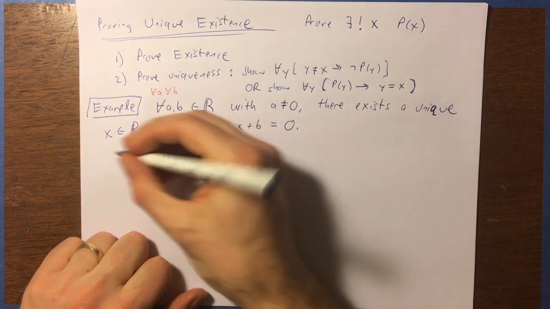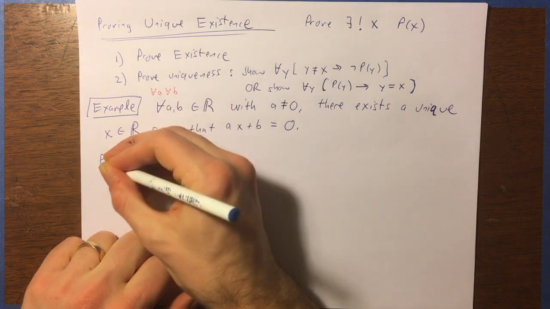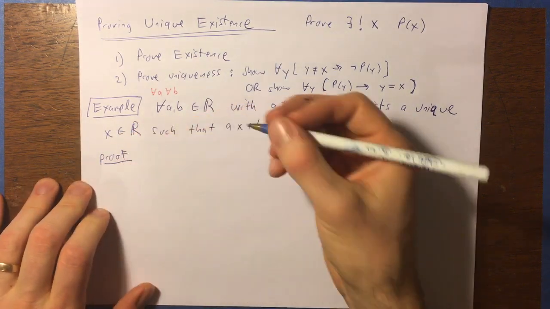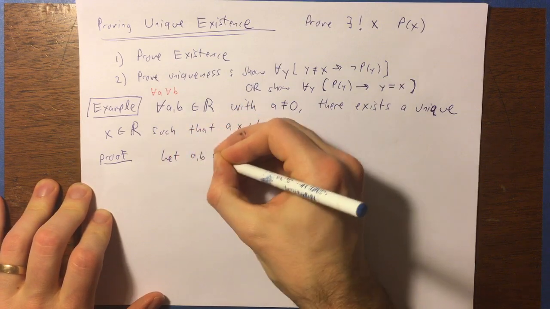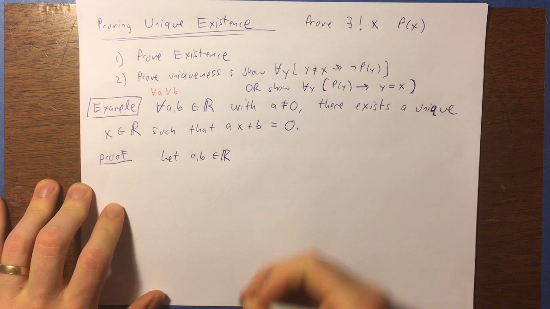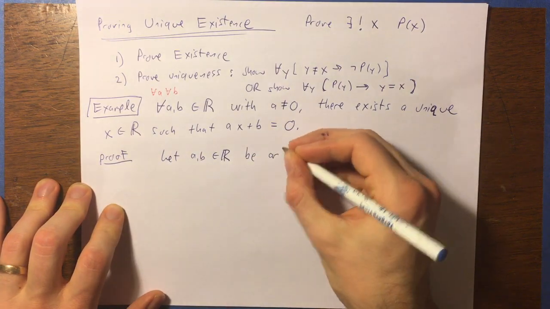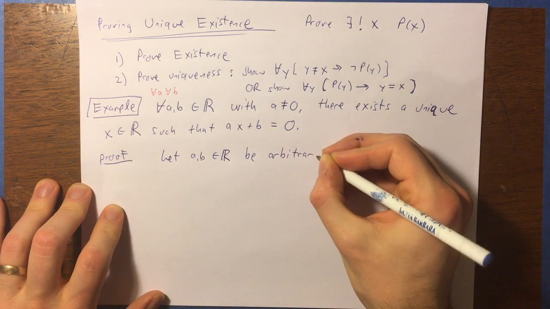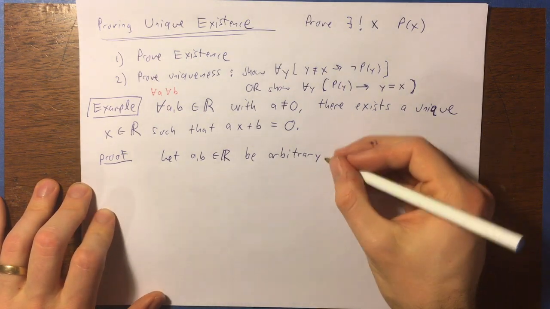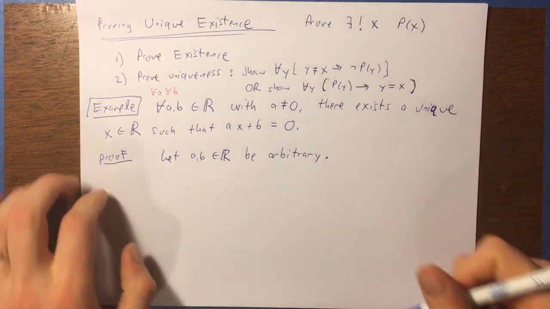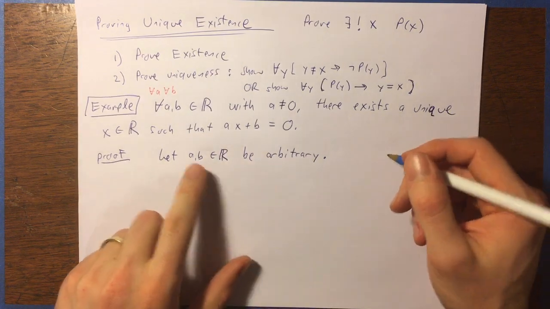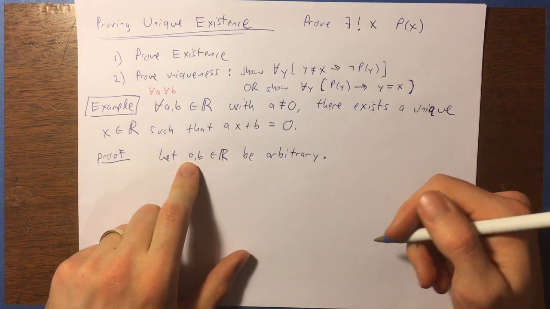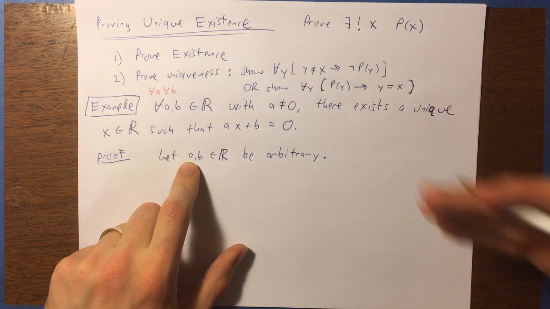Okay, so let's do a proof. First of all, we're going to begin by saying let a and b be elements of the real numbers, and let's let those be arbitrary. That's a very important word and a very important sentence in this proof, because saying that they're arbitrary means that a and b could be any two real numbers. Now we have to treat them as arbitrary in our proof.